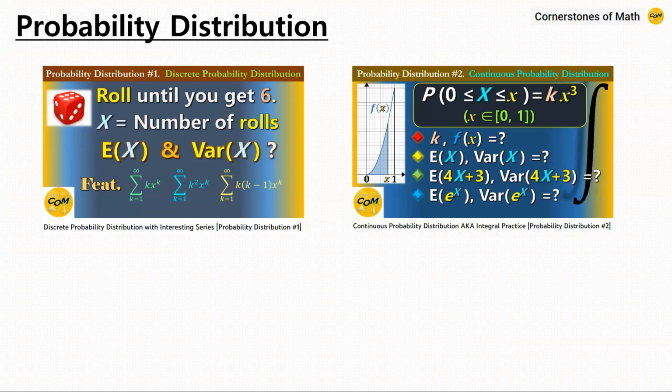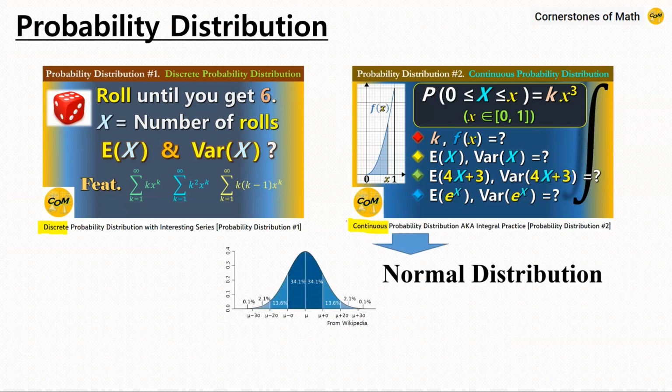I have already made two videos about two different types of probability distribution. First, the discrete probability distribution, and second, the continuous probability distribution. In this video, I will continue my discussion on continuous probability distributions, and in fact, we are going to take a look at one of the most important continuous probability distributions in statistics, the normal distribution.